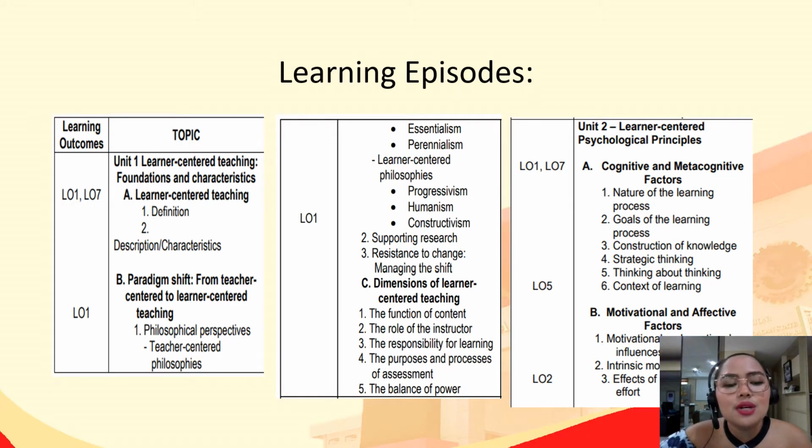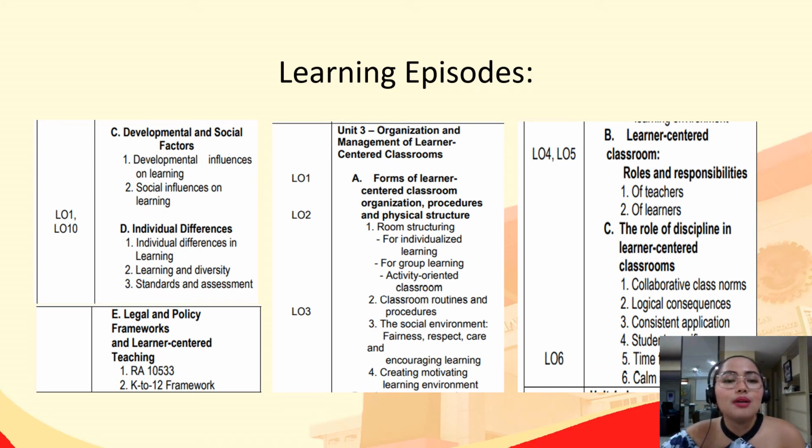Next is the learning episodes. So with this one, you will know, of course, the learner-centered teaching, the paradigm shift, kung kailan nagsimula yung teacher-centered to student-centered, and also the different learner-centered psychological principles, which is very important because the principles in teaching and learning process will dictate kung anong klaseng teacher tayo talaga. And also the motivational and cognitive affective factors of the student. It's very important kung ano-anong motivation ang isang bata. Aside from that, we will also have the social factors and also the individual differences. We would also know the legal policy and frameworks and learner-centered teaching, organization and management of learner-centered classrooms. So kasama din doon yung anong itsura ng classroom, what kind of classroom should we have. So isa po yun sa tinitingnan natin.